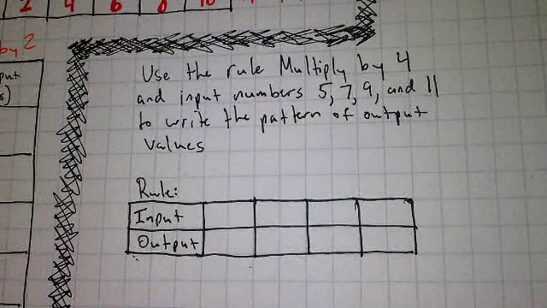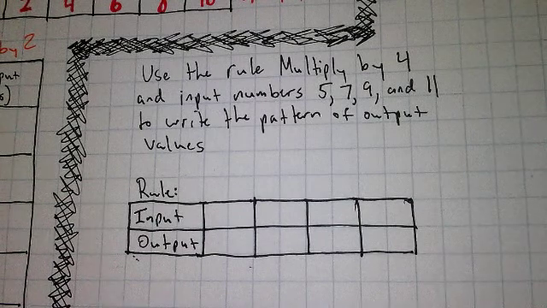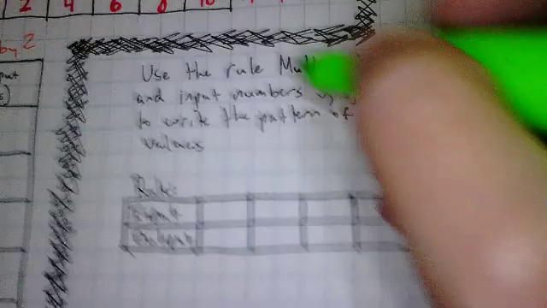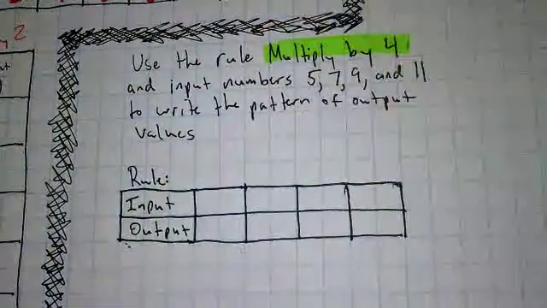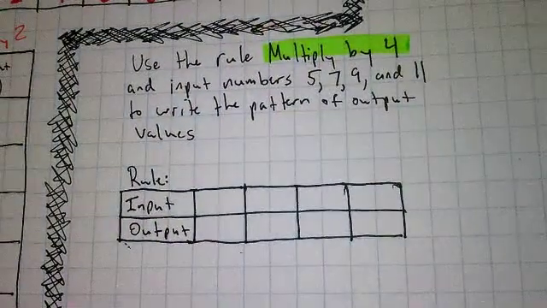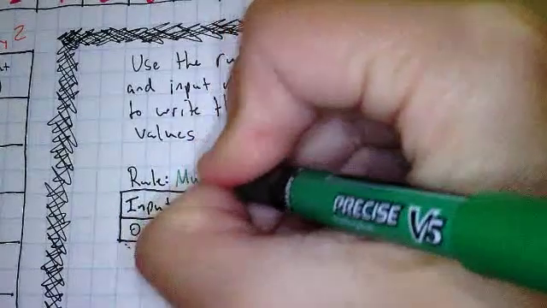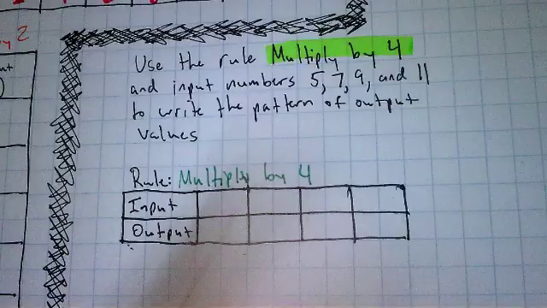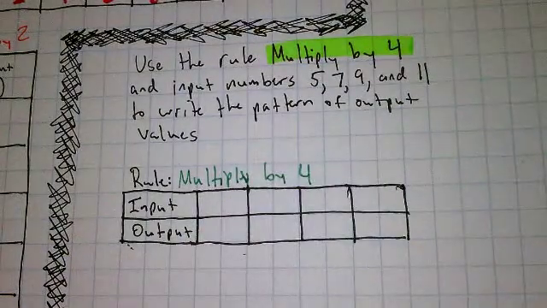What does it say my rule is? It tells me the rule. You can look up on the board, and if you didn't write the problem down, you can look up at the board. What is my rule for this input-output table? Henry, what's my rule? Okay, my rule is multiply by 4. So I'm also going to write that right here, so I don't forget. Okay, so my rule is multiply by 4, so I want to make sure I'm doing that, right?